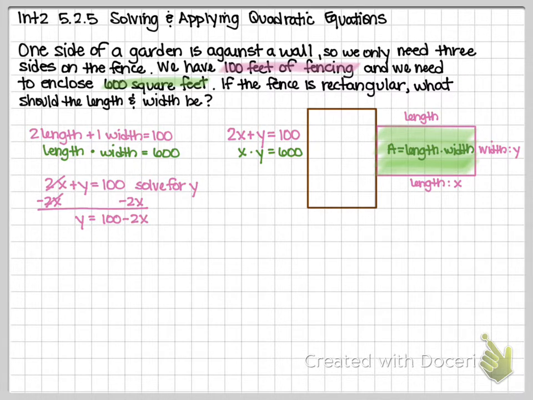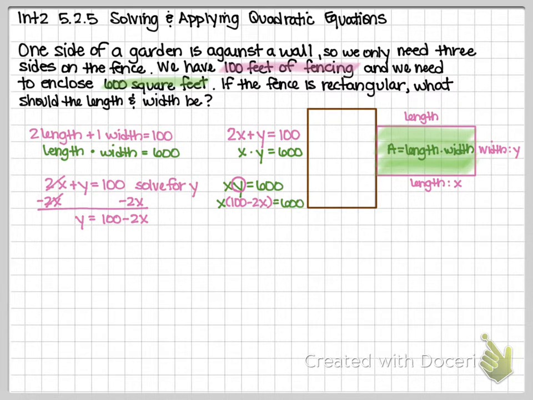Okay, now if I go back to the other equation, the x times y is equal to 600. I'm going to plug in what I just found. So I know that y, so right in that location for y, I'm going to substitute in what I just found. So that's going to be the 100 minus 2x. I'm going to drop down the x and the equal sign and the 600. Okay, here we go. Feel pretty good about this.